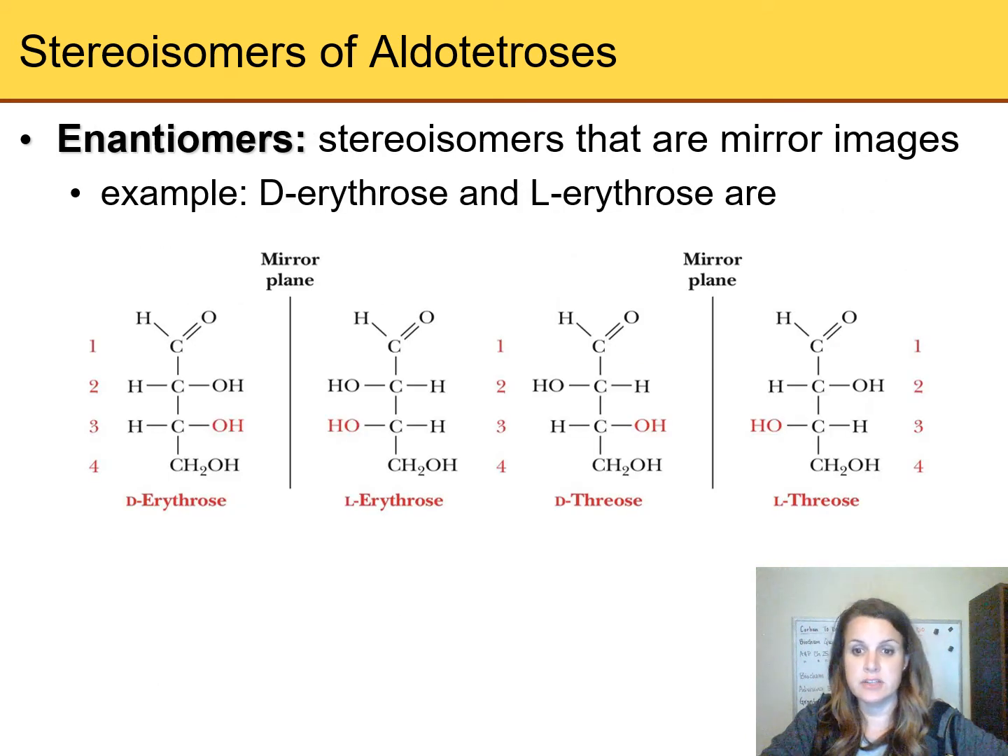We can have enantiomers in these 4-carbon aldotetroses. And what I want you to see here is that we have this mirror plane. And what you see is that D and L erythrose are mirror images of each other. And again, we see this mirror plane occurring, and D and L threose are mirror images of each other. So those would be considered enantiomers.